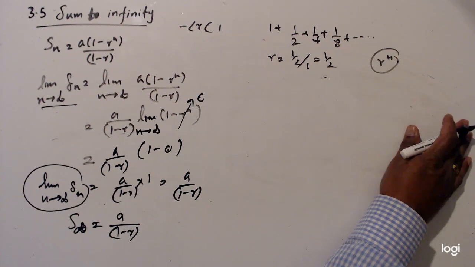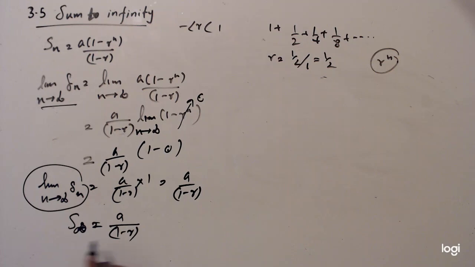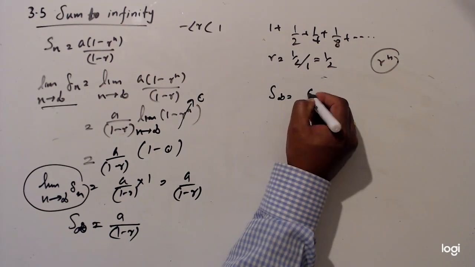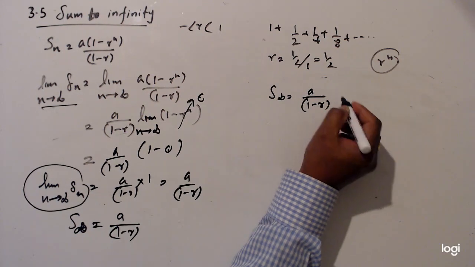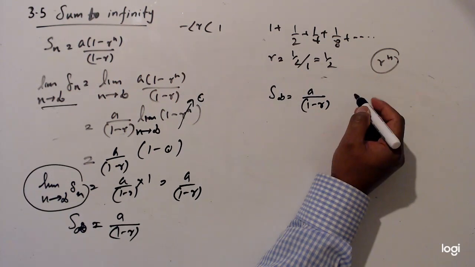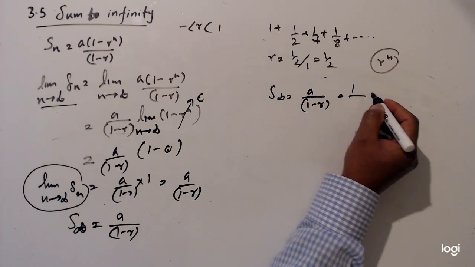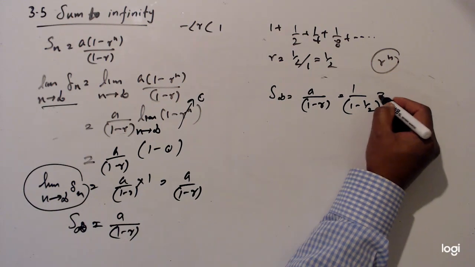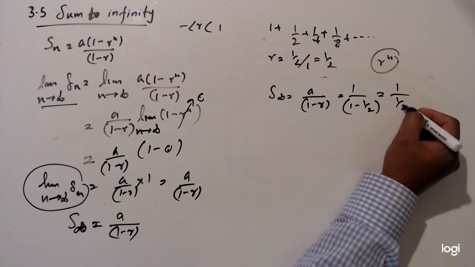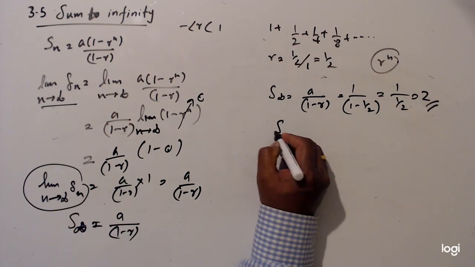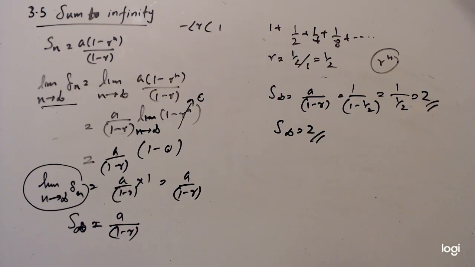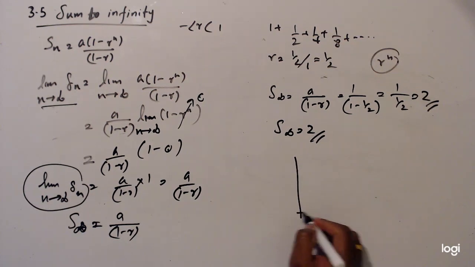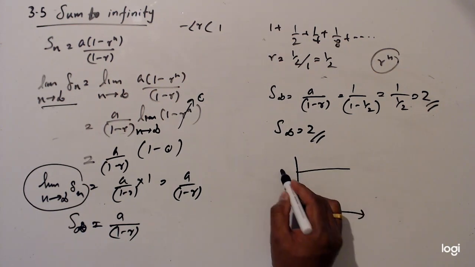Now we'll find the limiting value. From this formula, S infinity is a over 1 minus r. For this series r is half and a is 1. So 1 over 1 minus half is 1 over half. So half goes up, that is 2. So S infinity is 2 for this series. This is the limiting value which we discussed.